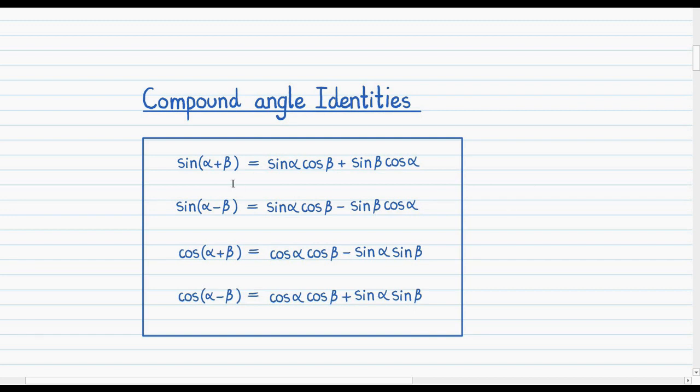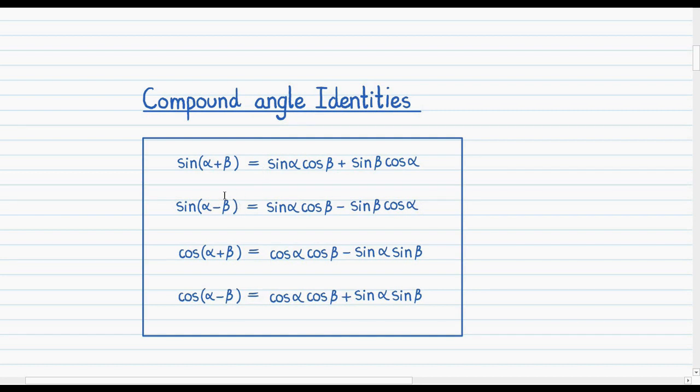So sine of alpha plus beta can be simplified to sine alpha times cos beta plus sine beta times cos alpha. While you don't need to know these by heart, it's pretty simple to understand the basic idea, where it's just sine of one angle times cos of the other plus cos of one angle times sine of the other. And for sine of alpha minus beta, it's sine alpha cos beta minus sine beta cos alpha. So it's pretty similar to the previous one.